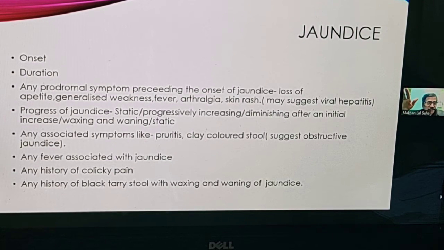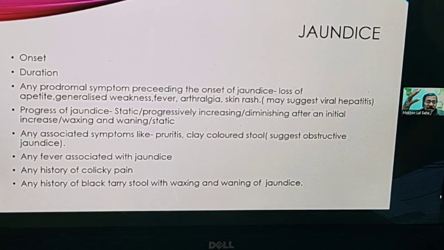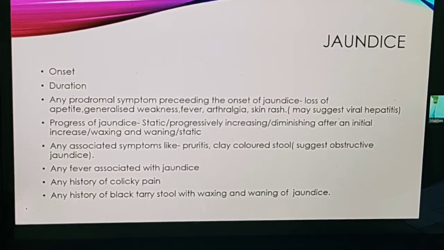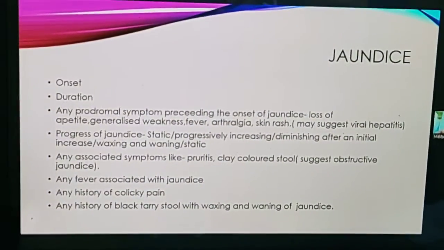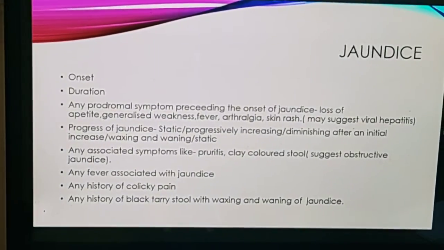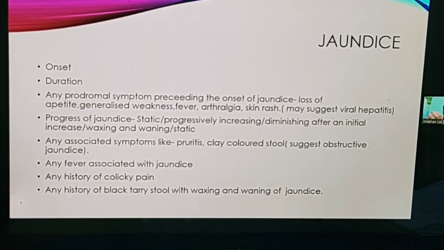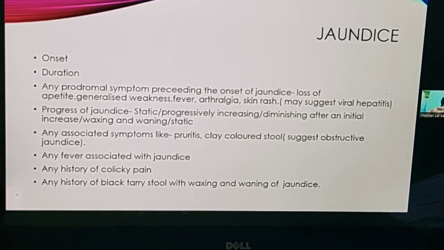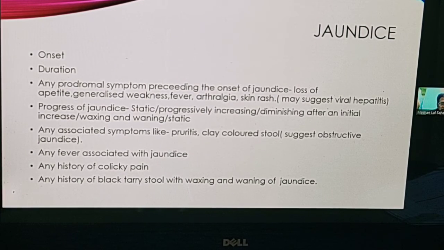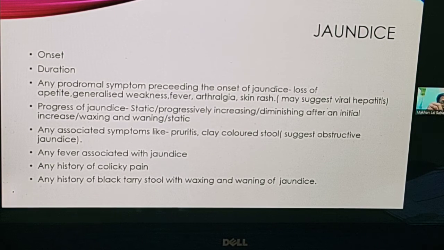There is any fluctuation of jaundice. Any associated symptoms like pruritus, clay color stool, or patient having obstructive jaundice may have these symptoms. And if you have these symptoms positive, you can say at the end of your history that this patient is having obstructive jaundice. And other features like patient having a jaundice which is preceded by an attack of biliary colic, it may be likely a case of choledocholithiasis. Patient with jaundice, when there is waxing and waning, may have associated bleed, which may suggest an ampullary tumor.